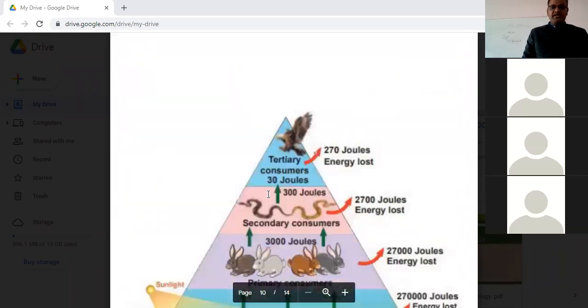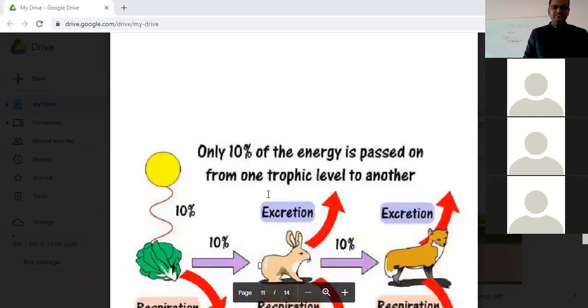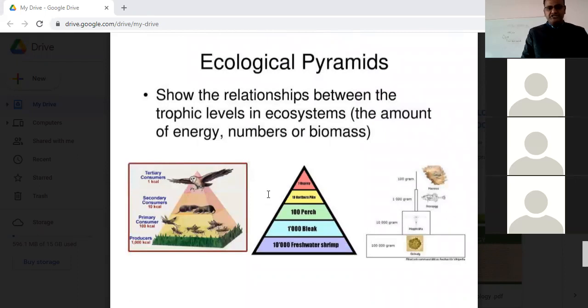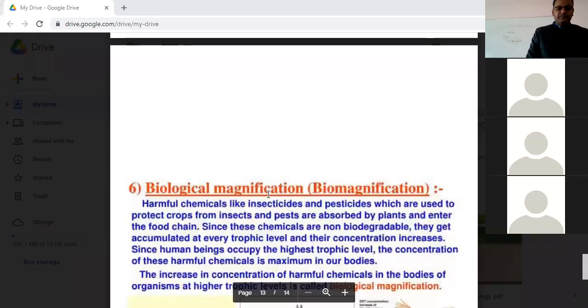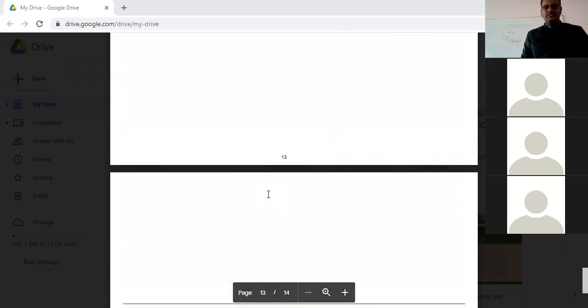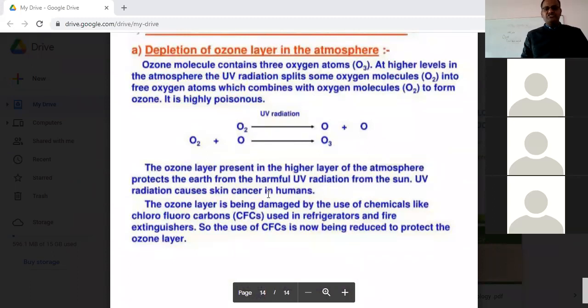After this, we did the ecological pyramid, which is a graphical representation of the various trophic levels of the food chain. We did biological magnification, which is the phenomenon of the increase in the concentration of harmful chemicals along the successive trophic levels of the food chain. And at last, we did the ozone, which is a layer protecting the earth from the harmful UV radiation of the sun. How is it formed?